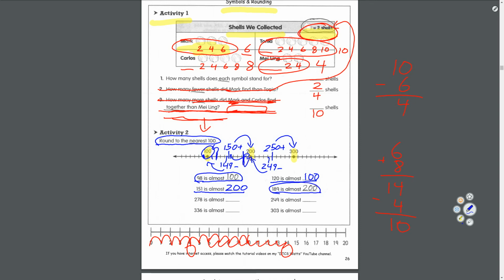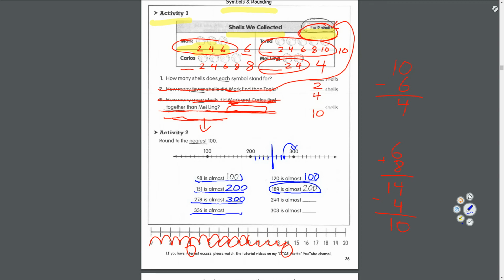Okay, I'll do 2 more, and you will do the rest. Okay. 278 is almost, so 210, 20, 30, 40, 50. That's the cutoff point. 60, 70, 278 will go up to 300. And I'll do this one. 336 is almost. So we got 300, 310, 320, 330, 340, 350. That's the cutoff. And 336 is right about there. So we're going to go down to 300.